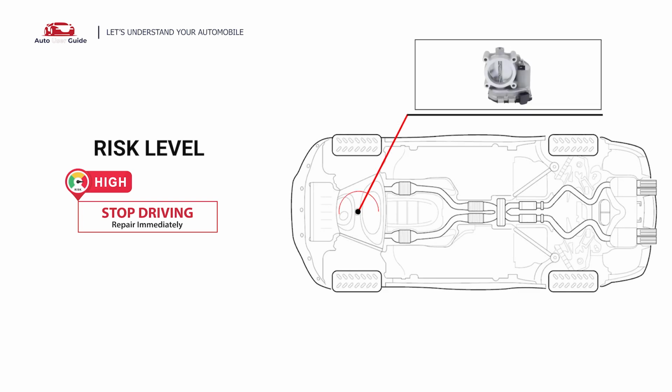This engine code indicates that the engine control module, ECM, has detected a problem, such as a disconnected wire or a fault within the system that controls the amount of air entering the engine on a diesel vehicle. Under this circumstance, stop driving and repair your vehicle immediately.